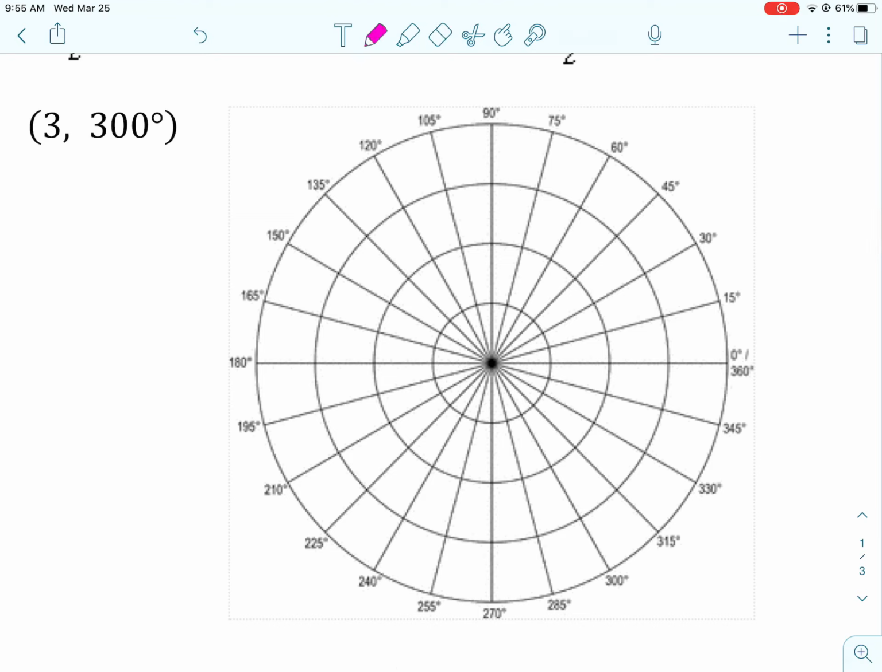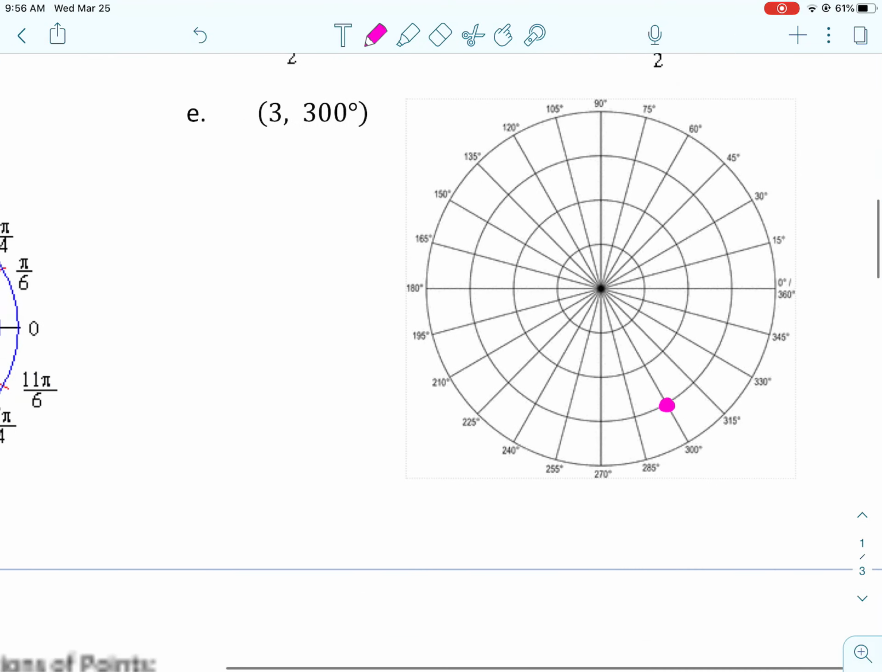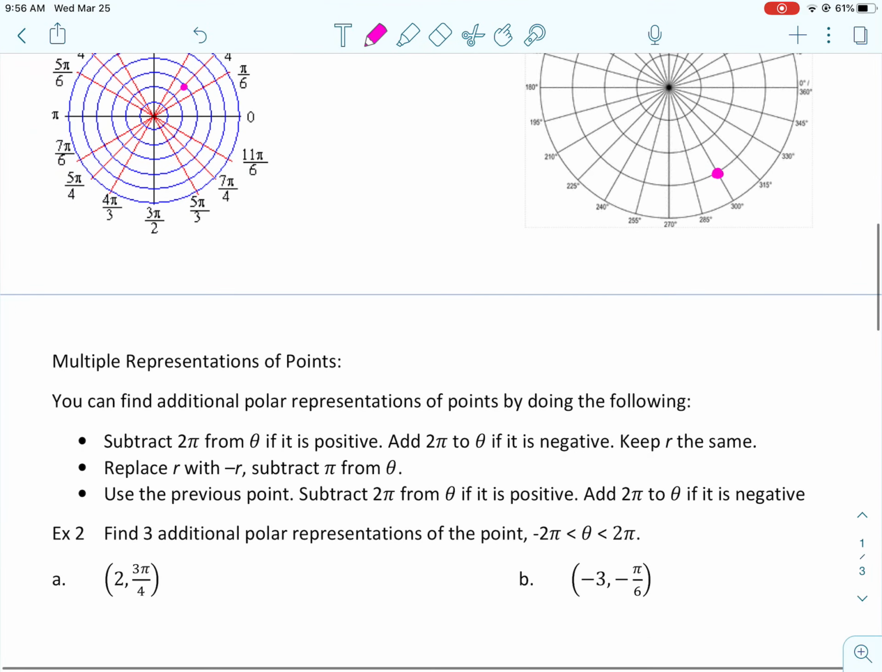Okay, so that's plotting polar coordinates. This last one, we're going to do one in degrees because, like I said, these can be in degrees also. These are both positive, so it's a little easier. So 300. I'm going to go 3 circles out at the angle 300, and there it is.